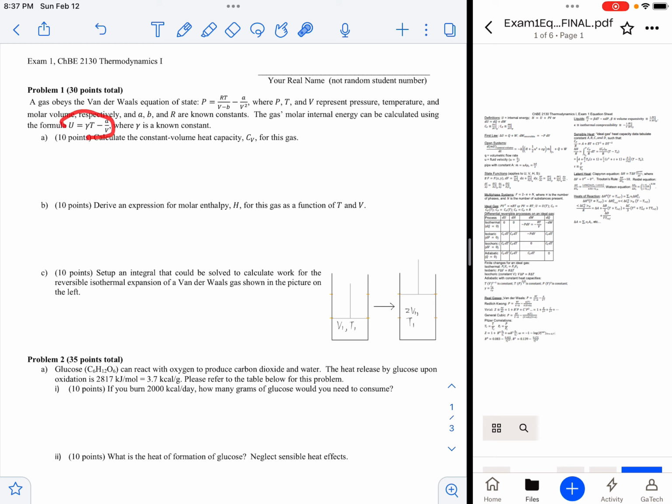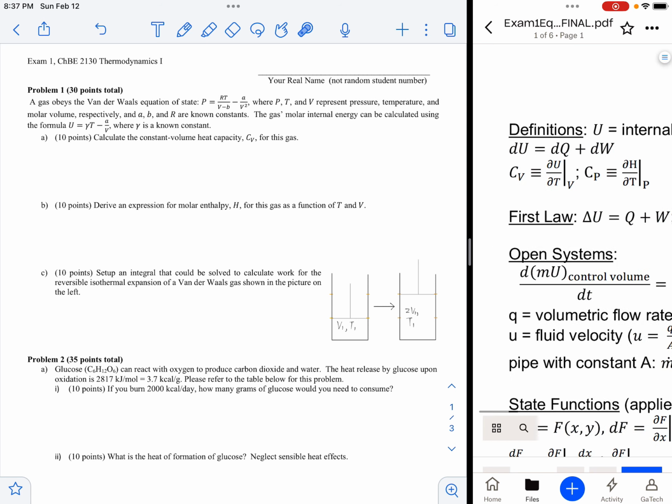And you're given this weird formula for U as a function of T and V, where gamma and A are constants. Part A says calculate the constant volume heat capacity, CV, for this gas. Looking at the equation sheet, CV is defined as dU/dT at constant V. So CV would equal d/dT of gamma T minus A over V, with V held constant.